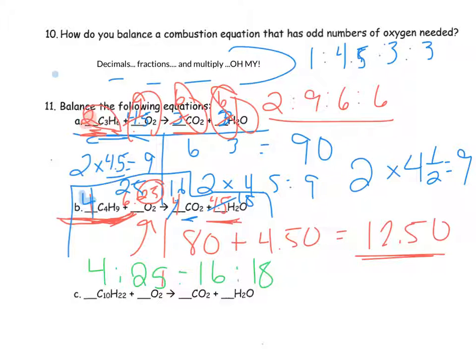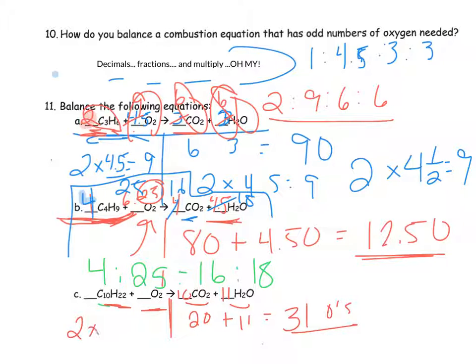Here I have 10 carbons. Change my color. So I'm going to put a 10 there, giving me 10 carbons. 22 hydrogens, so I'm going to put an 11 there. And now let's work on those oxygens. I like how at least the oxygen is just right there. All right, so I've got 20 oxygens right there. 2 times 10 is 20, and 11 there. So 20 plus 11 gives me 31 oxygens on this side.